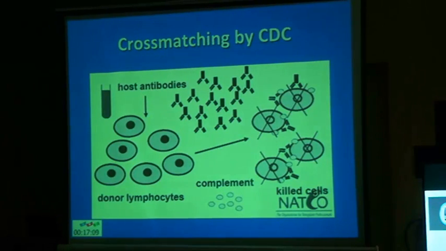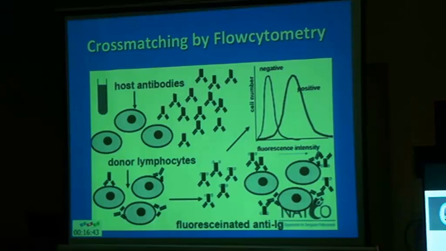In the CDC cross-match, the patient serum is incubated with donor lymphocytes, and then the complement is added. If it is positive, there is killing of the cells, and the lymphocytes cannot exclude the dye, and the cells appear either red in case of using eosin Y or blue in case of using trypan blue.